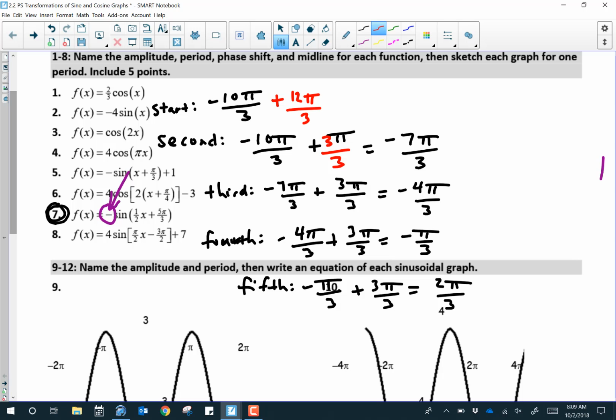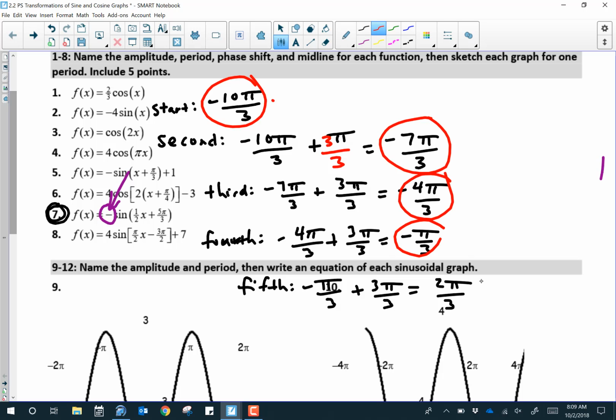Okay, so negative 10 pi over 3 plus 12 pi over 3 is 2 pi over 3. So yes, that's a good way to check to make sure that you got to the right ending point. Okay? So those 5 points, that's what I would label my x-axis. And we already saw it went from negative 1 to 1. Those are my 5 points.